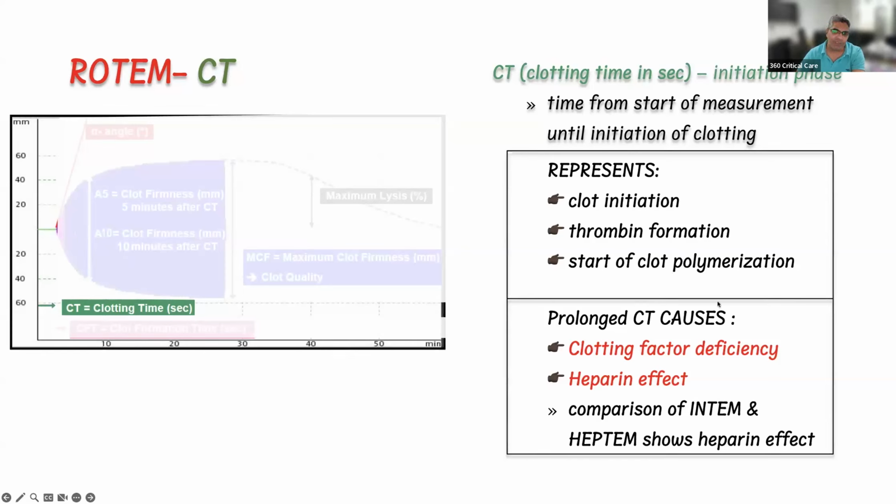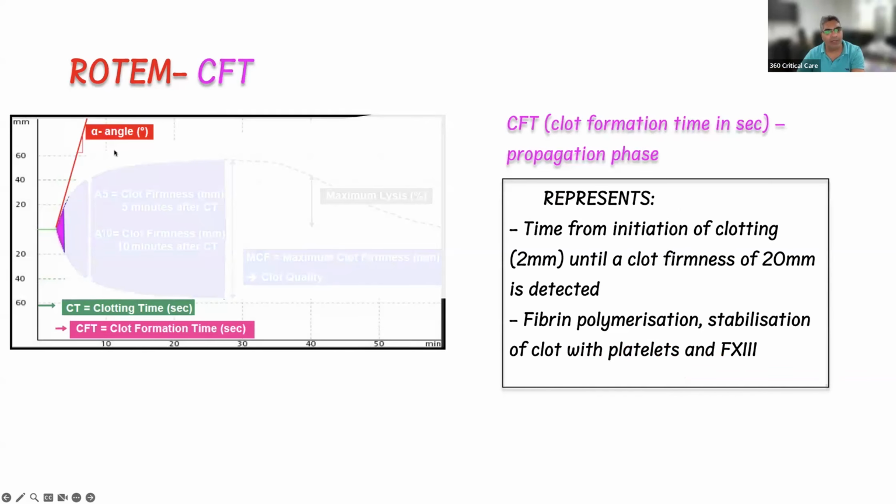The causes for prolonged CT are clotting factor deficiency and heparin effect. We talked about that, and you have to see how you know which is because of what. Heparin effect will be corrected in HEPTEM, but if it is due to any clotting factor deficiency, it will not be corrected in HEPTEM. Then we look at the alpha angle. The alpha angle represents clot initiation or clot strength. The higher the angle, the better it is. The lower the angle, the worse it is.